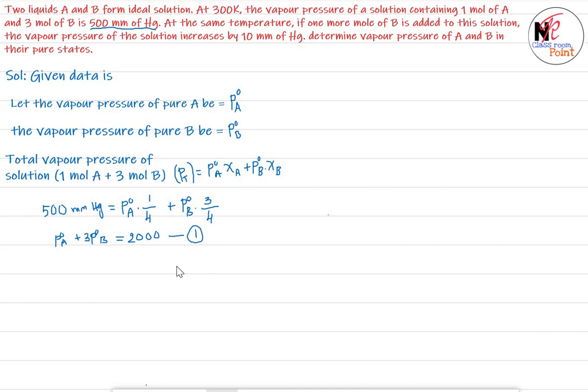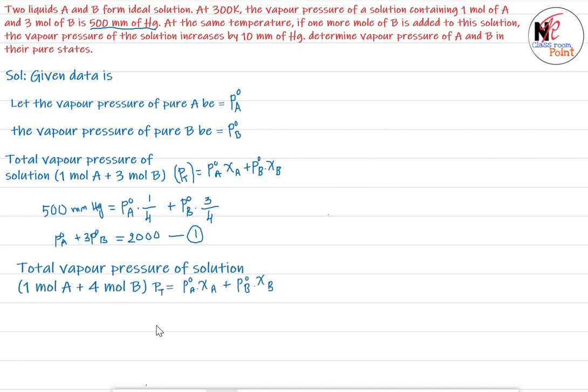Now from the second part of the question, the total vapor pressure of the solution, where the solution is now 1 mole of A and 4 moles of B. Earlier 3 moles of B were there in the given question. Now an extra 1 mole of B is added, that's why it becomes 4 moles of B. So the total pressure of the solution is equal to the sum of the partial pressures, that is P naught A XA plus P naught B XB.